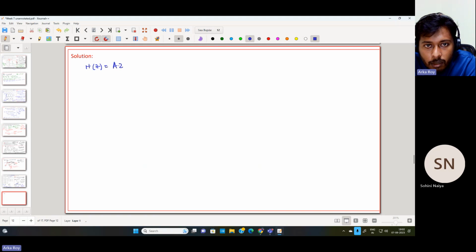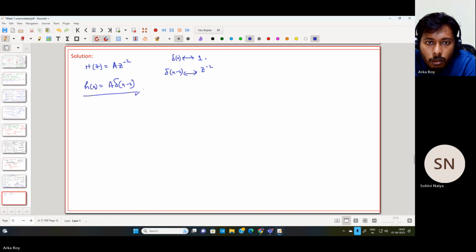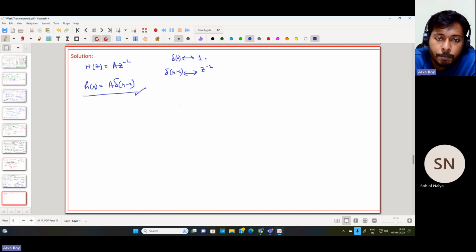So this is A z to the power minus 2. If in the time domain the signal is delta[n], the Z transform will be 1, and if I multiply z to the power minus 2 with 1, I will get delta[n minus 2]. Therefore, h[n] I can write as A into delta[n minus 2]. Fine.